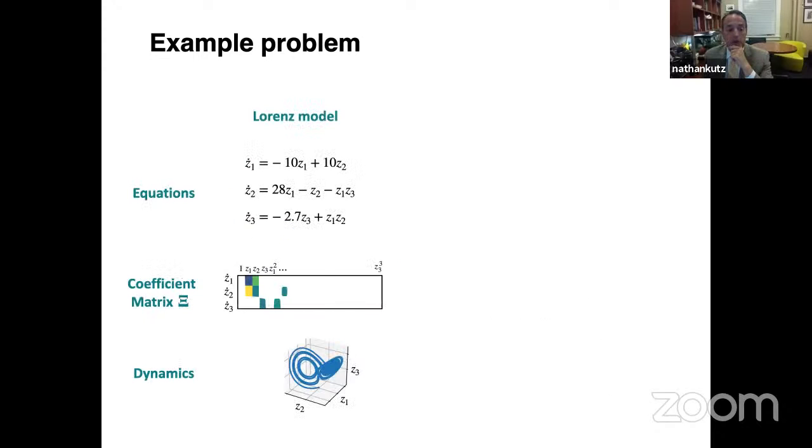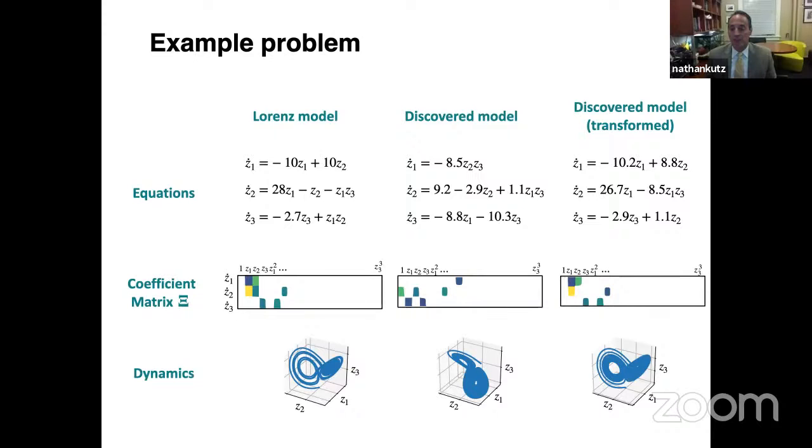So here's what we actually find. So here's the actual dynamics. This is the actual Lorenz model, and this is our discovered model. And the discovered model, interestingly enough, is a linear transformation away from the actual model. So this is kind of interesting. Even though you buried this dynamics inside of a spatial coordinate system nonlinear transformation, it was able to undo that nonlinear transformation and discover not only the underlying dynamics, but its dimensionality as well.